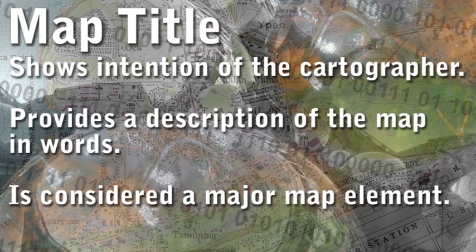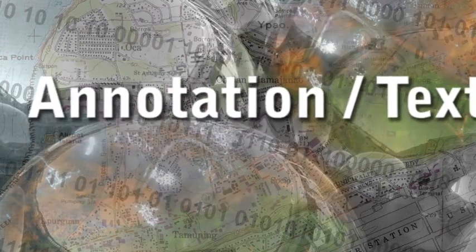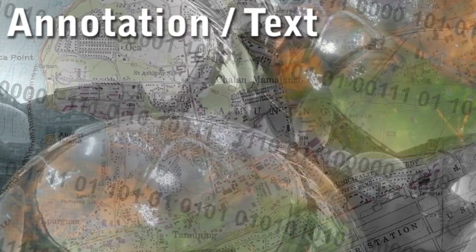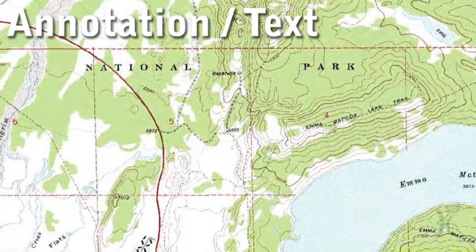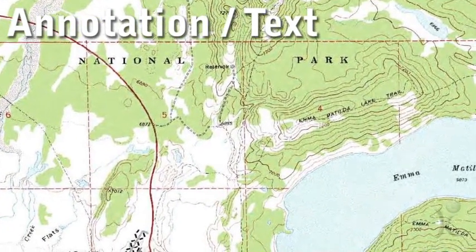A map title is usually a major map element that can be worded to show the map theme or the map content. A map title is an important component of virtually any map. But in addition to a map title, maps also contain annotation or other text features. This may include river names, lake names, or other features on a map.